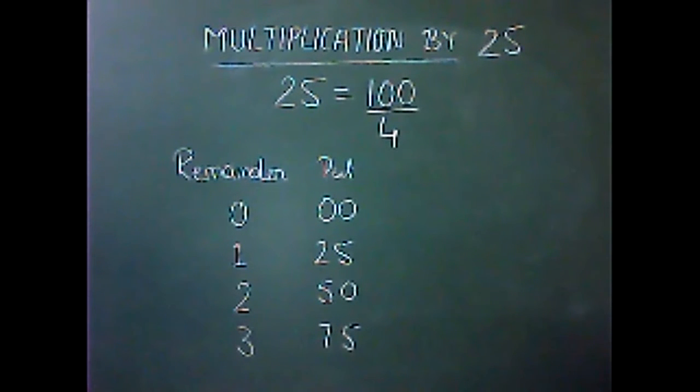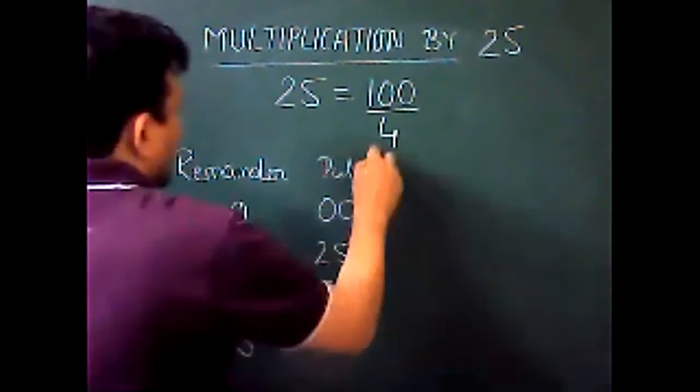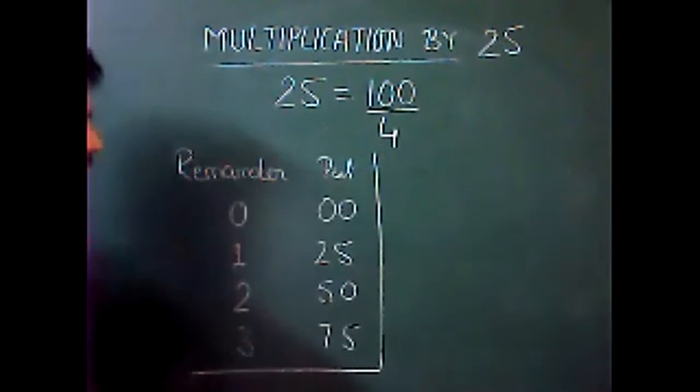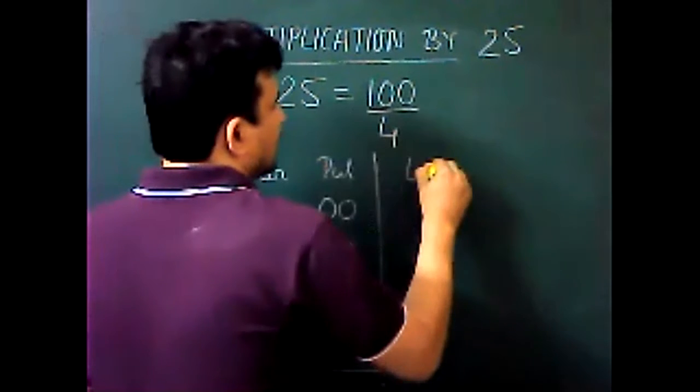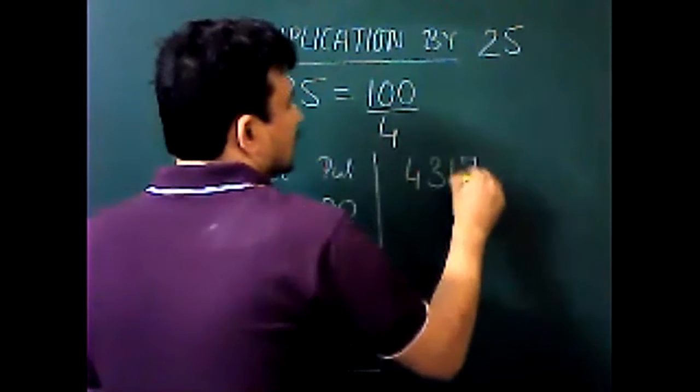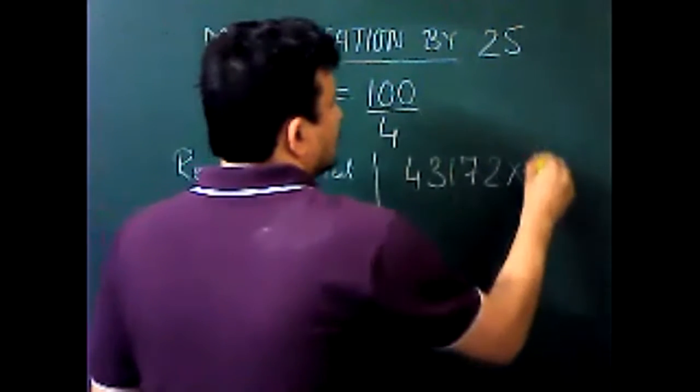Only these possibilities are there. Whenever I divide any number by 4, I will get remainder as 0, 1, 2, 3 or 4. Oh, sorry, 0, 1, 2 or 3. I can't get the remainder as 4. Now let us multiply times 25.